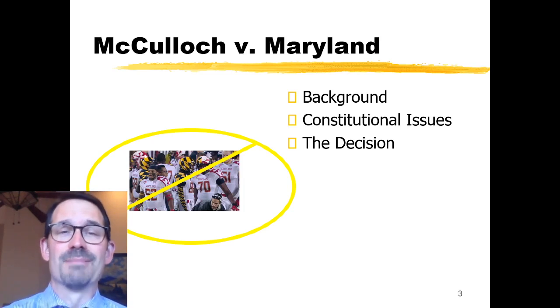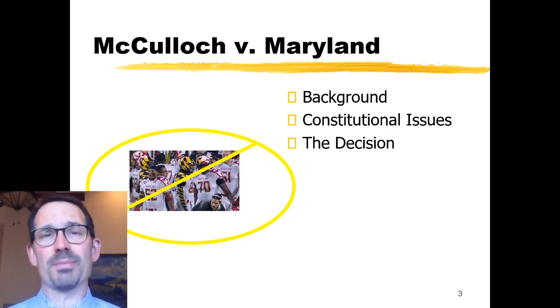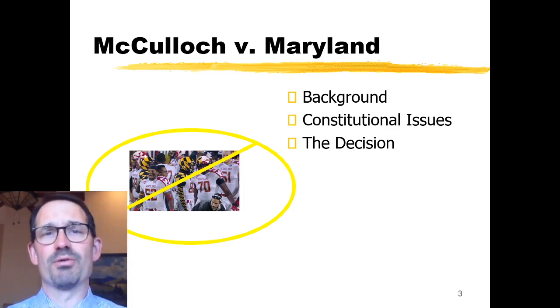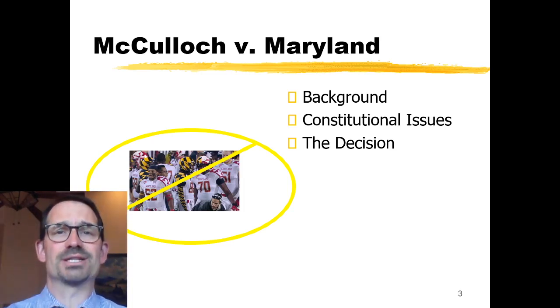McCulloch v. Maryland. Huge case involving the necessary and proper clause and the supremacy clause. 2 different precedents going on here, right? Make sure you guys know that. It's both necessary and proper and supremacy.